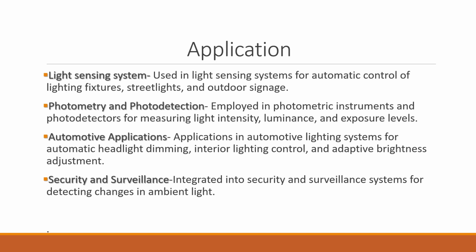Here are some of the applications of LDR. LDR is used in light sensing systems for automatic control of lighting fixtures, street lighting and outdoor scenes. Other applications are that it is employed in photometry and photo detection for measuring the light intensity and the exposure level. It is also used in the automotive sector for automatic headlight dimming, interior lighting and adaptive brightness adjustment. And the most important, it is used for security purposes, integrated into security and surveillance systems for detecting changes in ambient light.